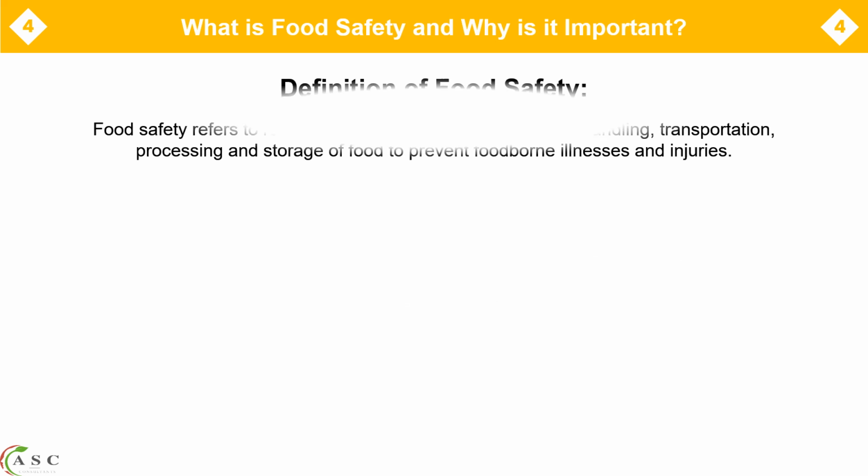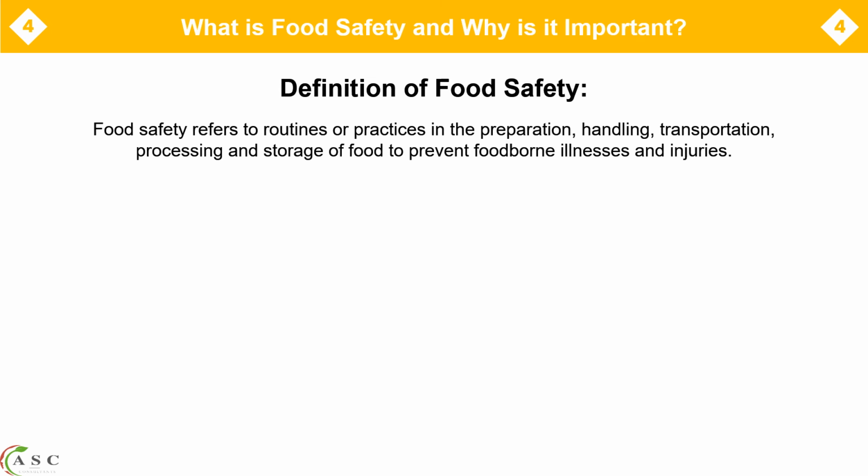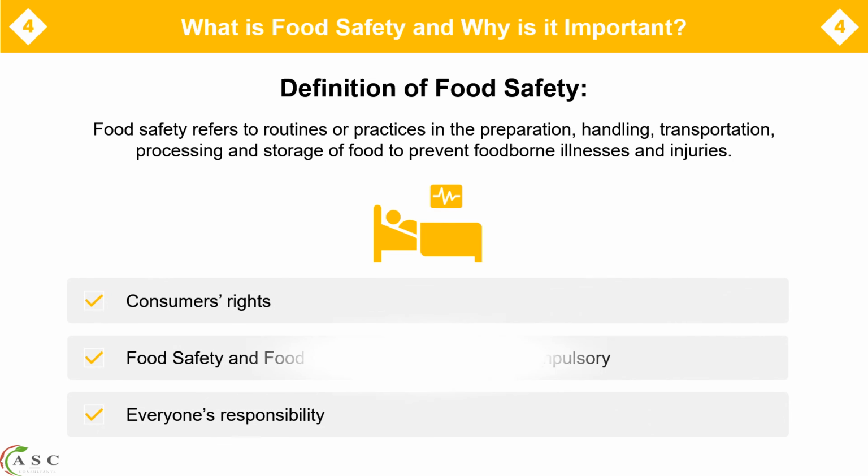What is food safety and why is it important? Let's firstly define the term food safety. Food safety refers to routines or practices in the preparation, handling, transportation, processing, and storage of food meant to prevent foodborne illnesses and injuries. Consumers have the right to have access to safe food, and it is every business's responsibility to ensure this. Food safety and food quality are critical elements in any food environment.